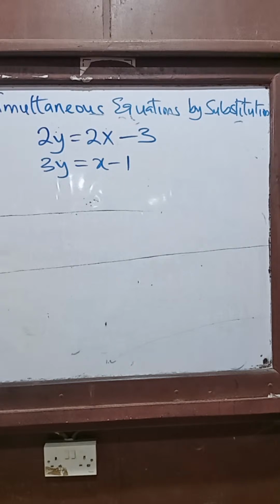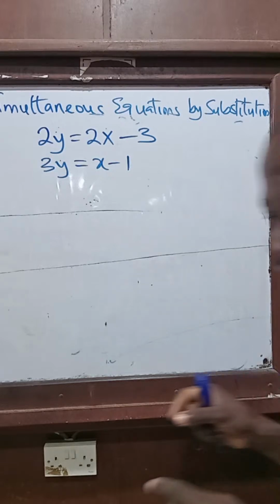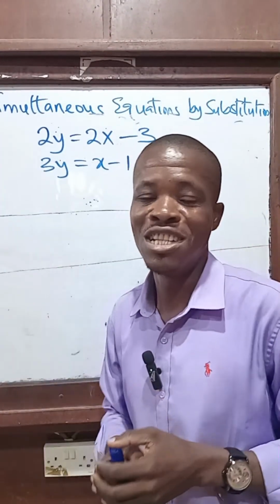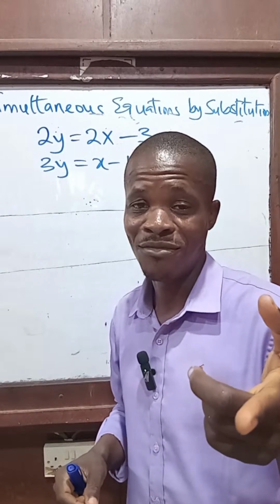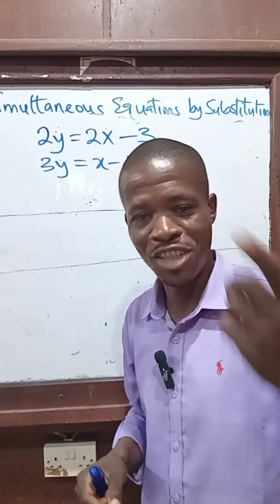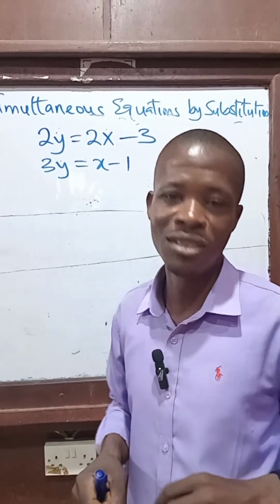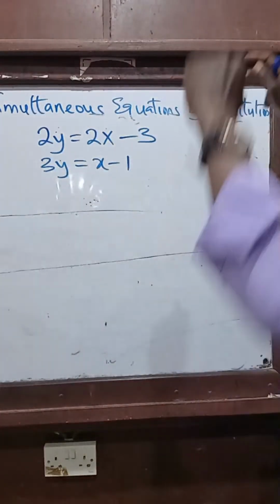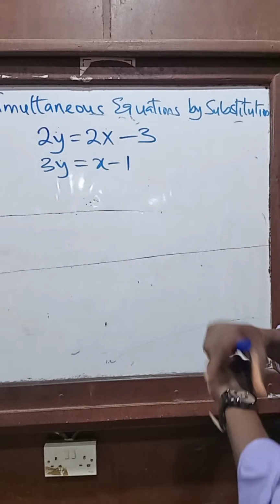This is simultaneous equation. We are using the substitution method. I want to say you are in the right place. Okay, take your journal, take your pen, and begin to follow along. Okay, so let's see this one.